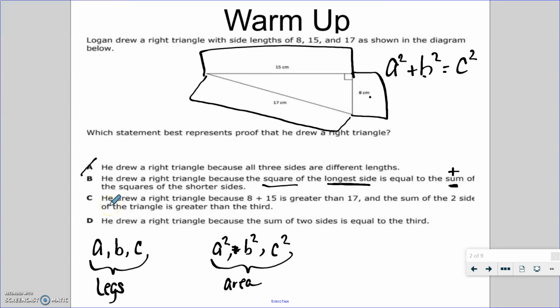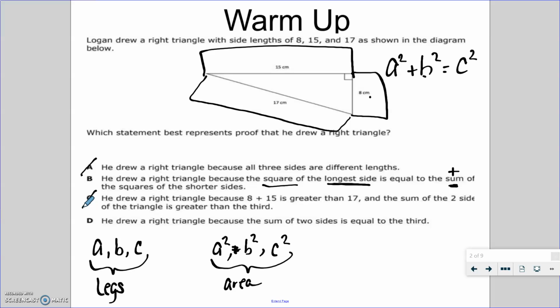For answer choice C, it says he drew a right triangle because 8 plus 15 is greater than 17, and the sum of two sides of the triangle is greater than the third. Well, we know that has nothing to do with proving a right triangle or Pythagorean theorem.